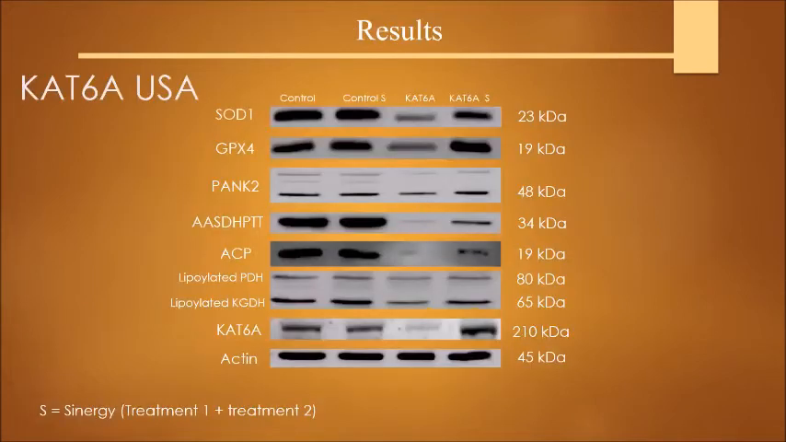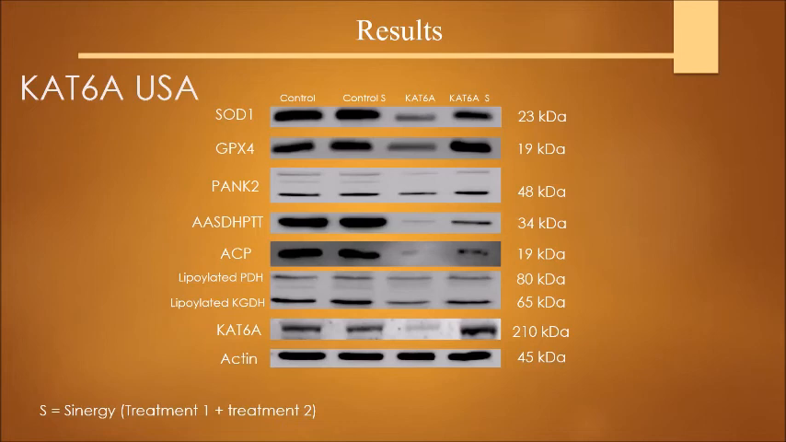So now, to corroborate this, we did a Western blot, like I said before. The first line is the control without any compound. The second line is the control with the synergy. The third line is the KAT6A fibroblast without any compound, and the fourth one is the KAT6A fibroblast with the treatments. And as we can see, there is a recovery of some of the proteins, totally or partially.